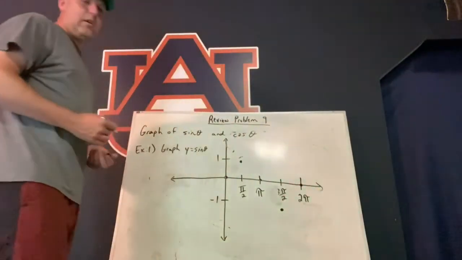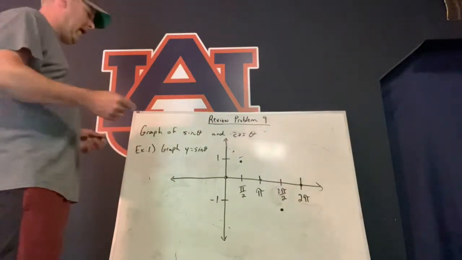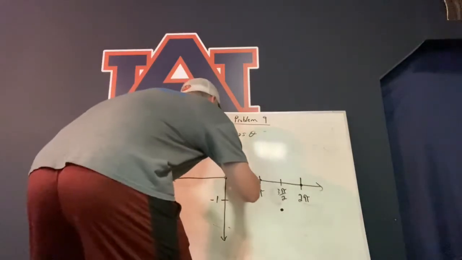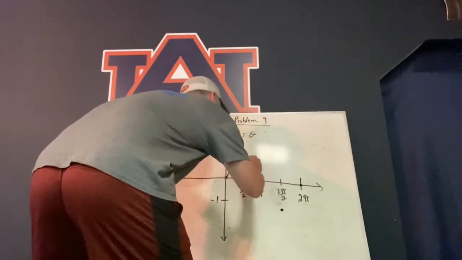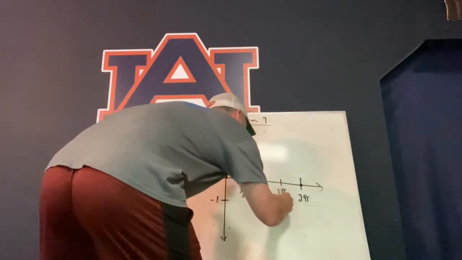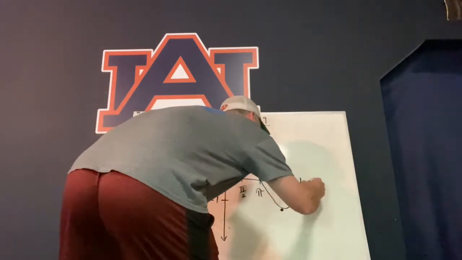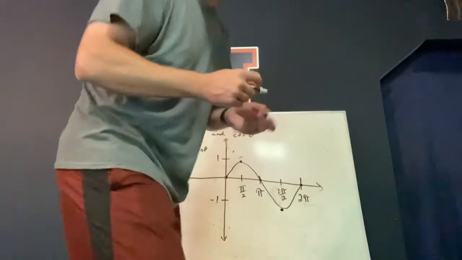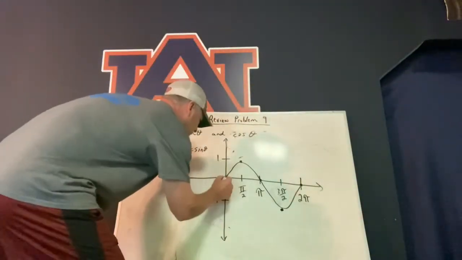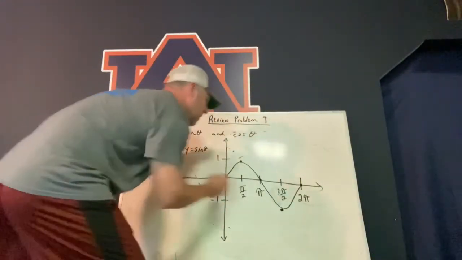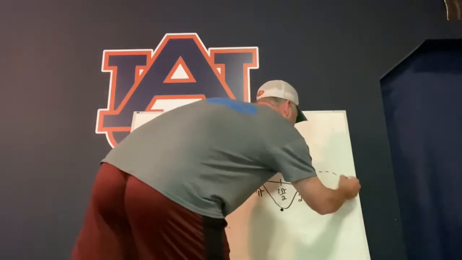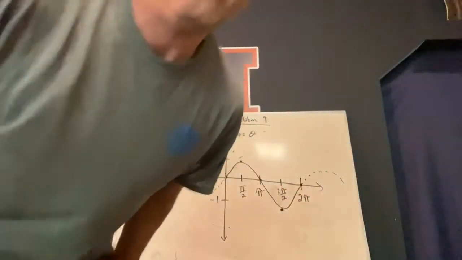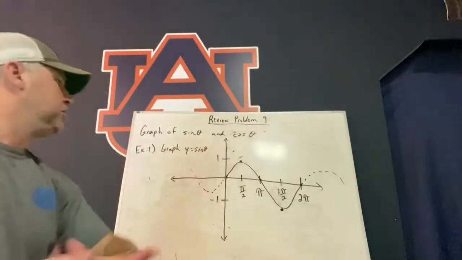So here is my graph, okay? We start here. We go up, down, there. And it's a wave, okay? It's a wave. Now, that graph continues on infinitely in both directions, okay? But all we're going to focus on is that one portion of it, okay?